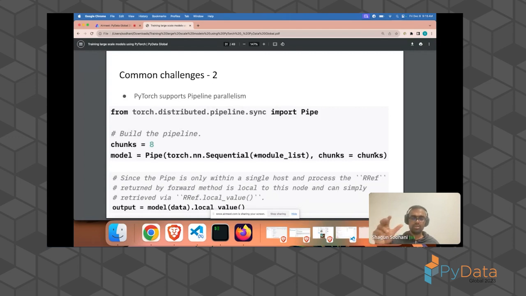So one chunk or one module would sit on one of the 8 machines. And then when I'm doing a forward pass, I do the forward pass as before, model.data. And then at the end, to get the value from the forward pass, I have to do this extra thing called as a dot local_value, which basically says, give me the value on this machine, on the specific machine where I call the output. But other than that, it composes pretty well with the existing constructs in PyTorch.